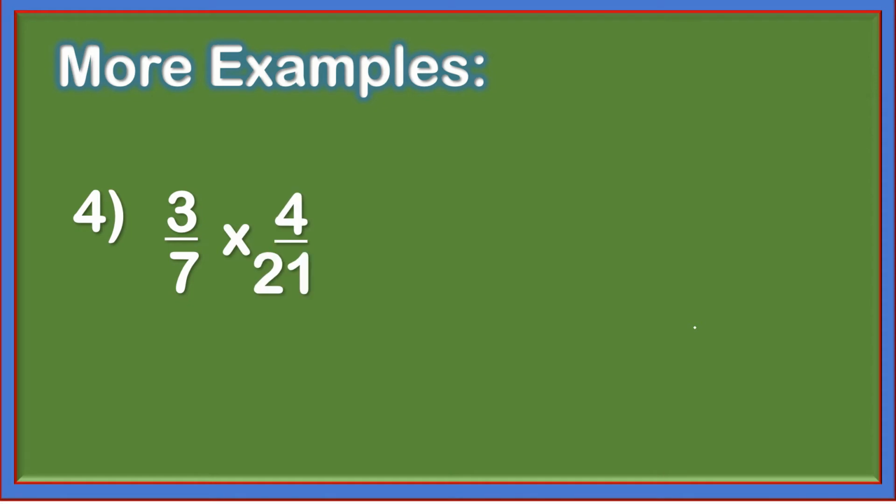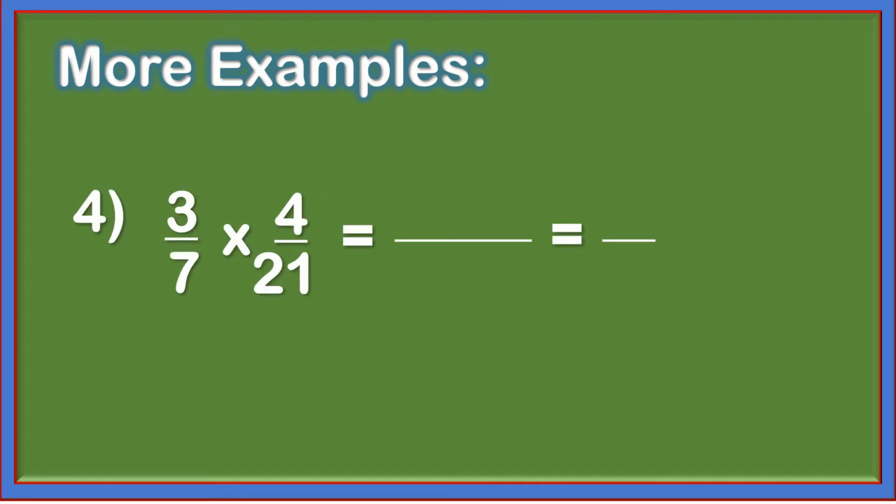Okay. Another example. 3/7 times 4/21. Wala pa siyang sagot. Hindi ko siya sinagutan. So, ito, ang 3 at saka 21. Madidivide siya ng 3. Okay. 3 divided by 3 is 1 ito siya.